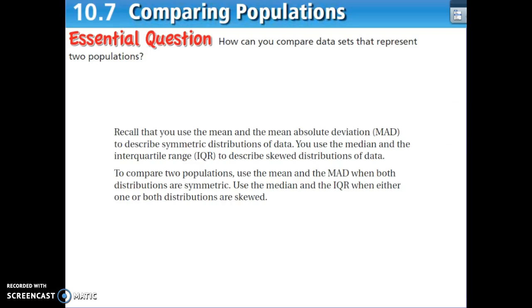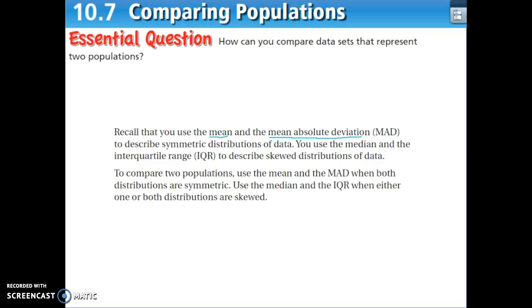Hello and welcome. Today we're going to be discussing section 10.7, which is on comparing populations. In previous courses, you have learned that you use the mean and the mean absolute deviation, or what we refer to as the MAD in more simple terms, to describe symmetric distributions of data, which you will see on the next slide.